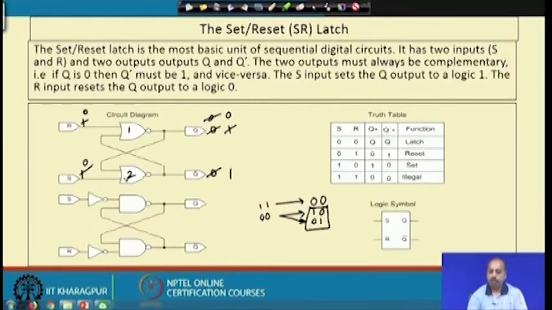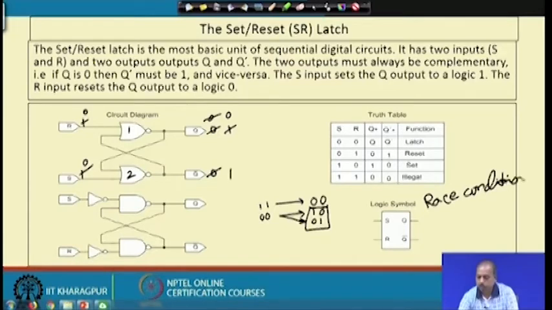So, this is the problem, and this particular problem is known as the race condition, as if the two gates 1 and 2 are racing between each other to make the transition first. Whichever gate wins sets the output to 1. Okay. So, that is the problem.